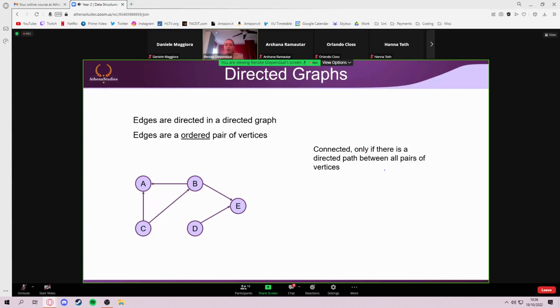Okay, so connected only if there's a directed path between all pairs of vertices. So for a directed path, it's still a path, but you need to follow the directions, right? So you can go like this, that's fine, but I cannot go like this. That's not quite good. So you need to have a directed path between all pairs again. You need to go from A to B. You need to be able to go from A to E, etc. So would this graph be connected or not?